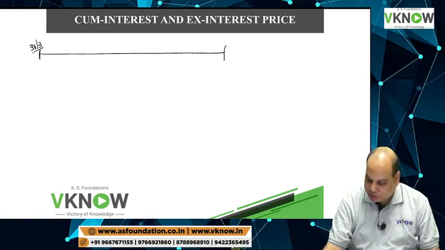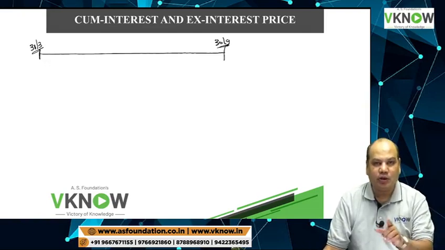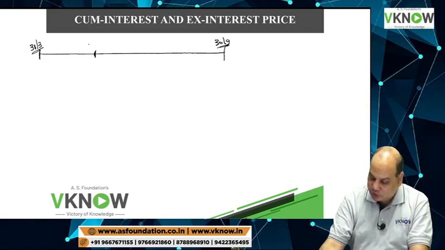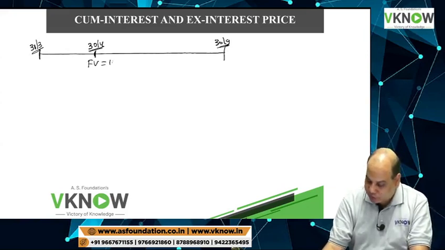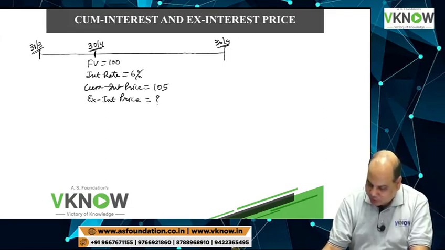This is 31st March. This is 30th September. These are the interest payment dates by the company. The transaction took place on 30th April. Face value 100 rupees. Interest rate 6%. And cum-interest price is 105 rupees. The student will tell me what is ex-interest price.